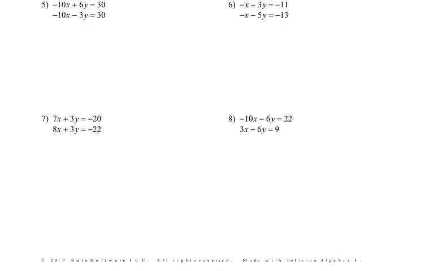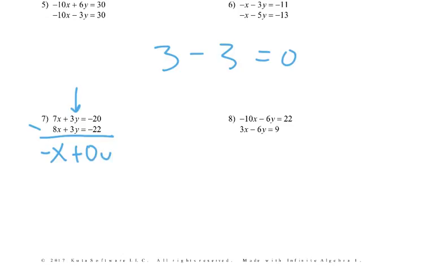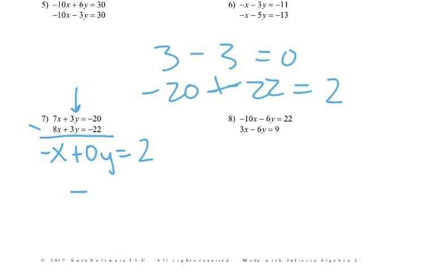Alright, number 7. Now we've got positive 3y and positive 3y. So the only way to get this to be 0 is to subtract again. So 7 minus 8 is negative x. 3 minus 3 is 0y. Negative 20 minus a negative 22. It's like plus, so it'd actually be a positive 2. So negative x equals positive 2. Divide by negative 1. We get x equals negative 2.